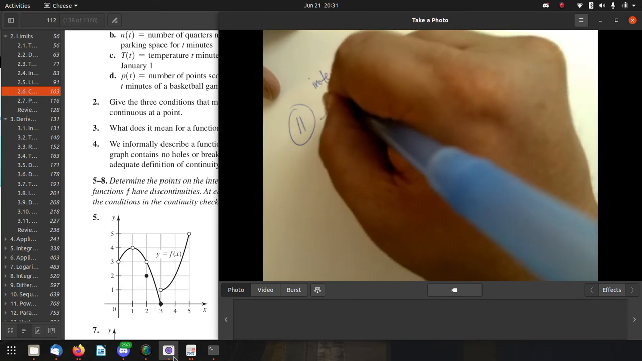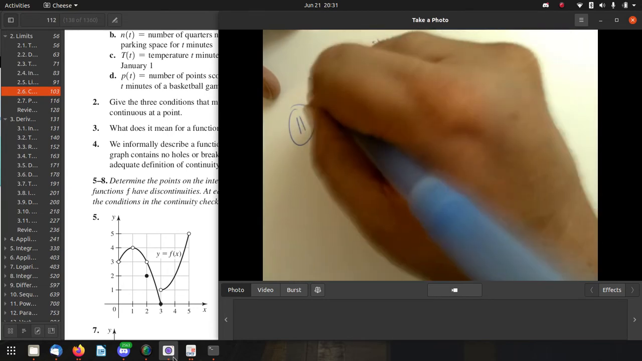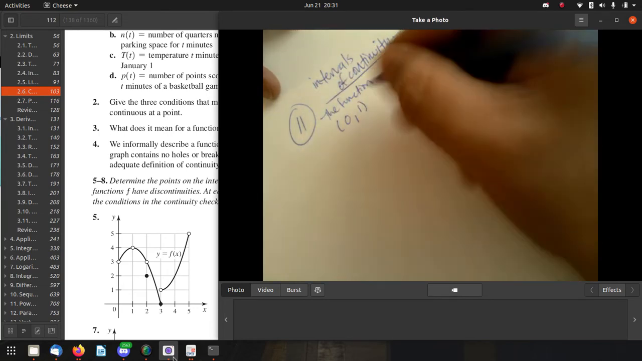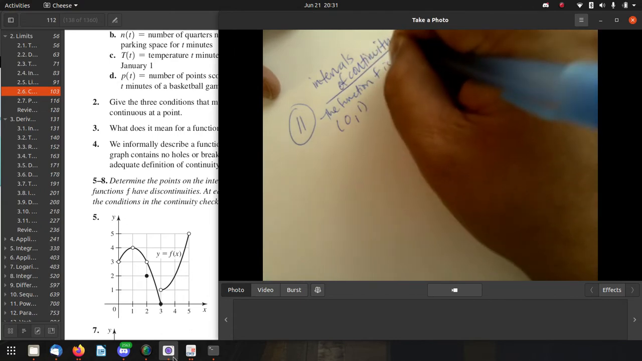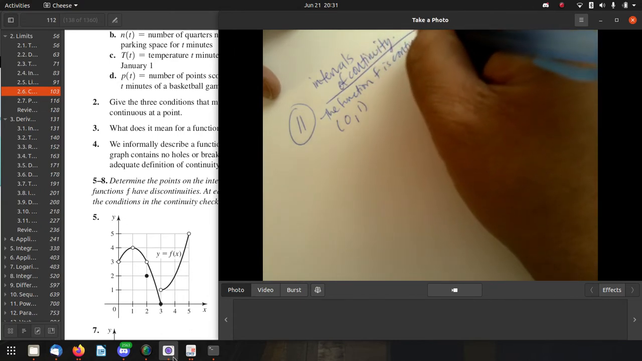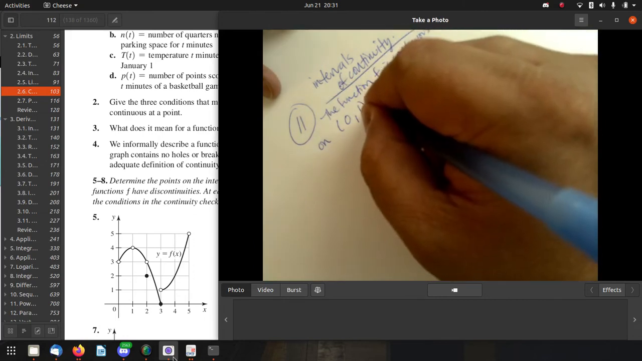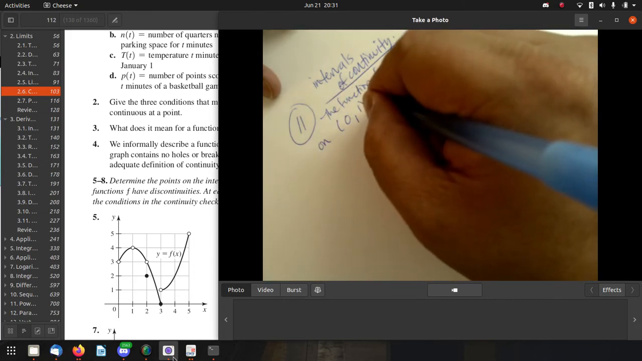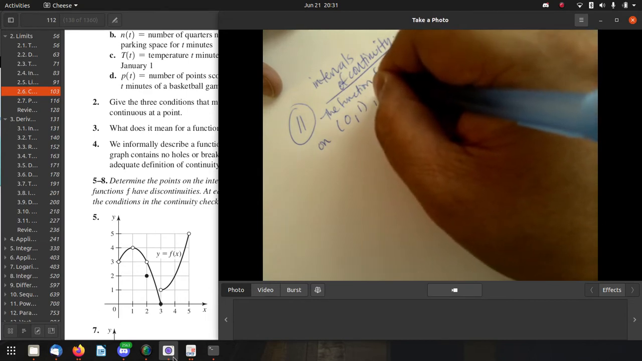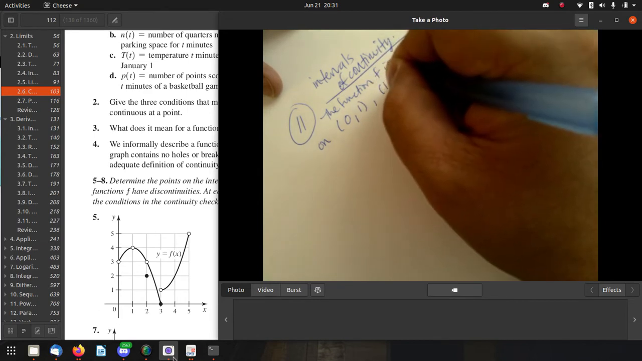So the function, this is the answer: the function f is continuous on 0 to 1, non-inclusive, that's why they're parentheses and not brackets. It is also continuous on 1 to 2.